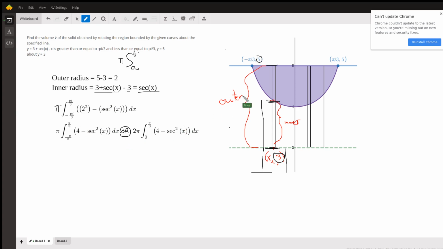And if we wanted to, we could realize that this purple region is symmetric about the y-axis. So we could just say, hey, I'm going to just go from 0 to pi over 3 and double it. So that's what we're going to evaluate right there.